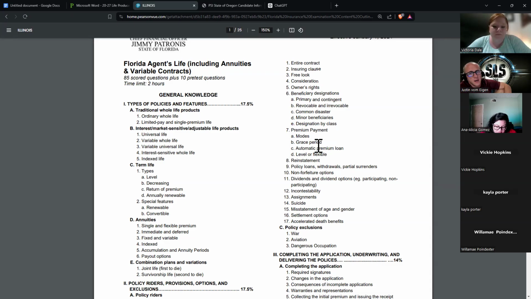Okay. Automatic premium loan. So automatic premium loan is a feature where, if the client has cash value in their policy, it will use a portion of that cash value to pay the premium. So the grace period in that case wouldn't matter. Instead of the policy lapsing after the grace period is over, it just pulls the premium out of the cash value in the form of a loan against the cash value.